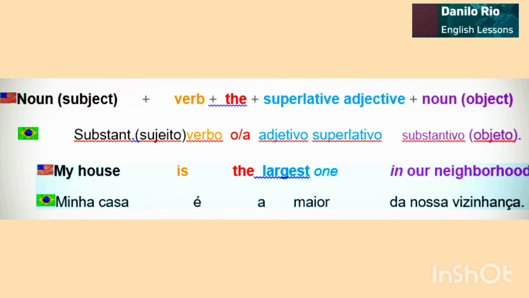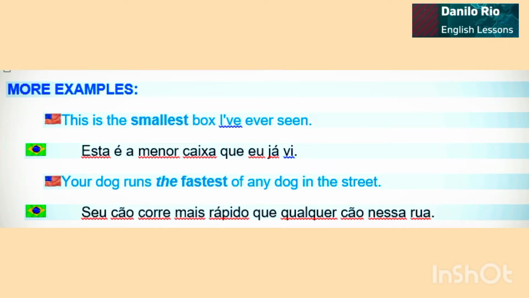My house is the largest one in our neighborhood. A few more examples. This is the smallest box I've ever seen. Your dog runs the fastest of any dog in the street.